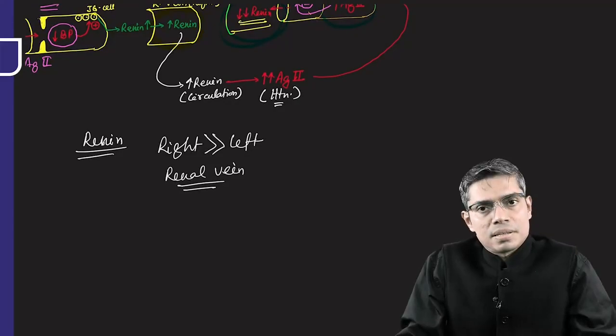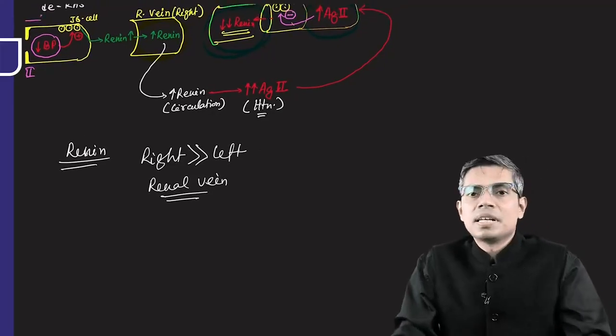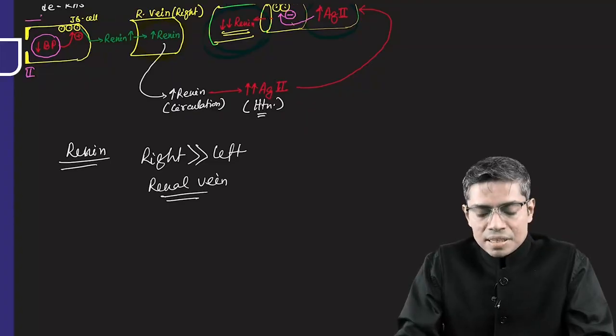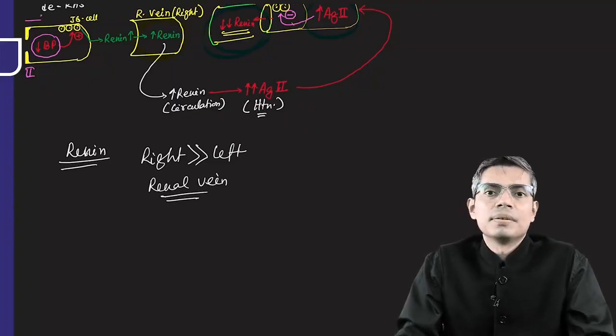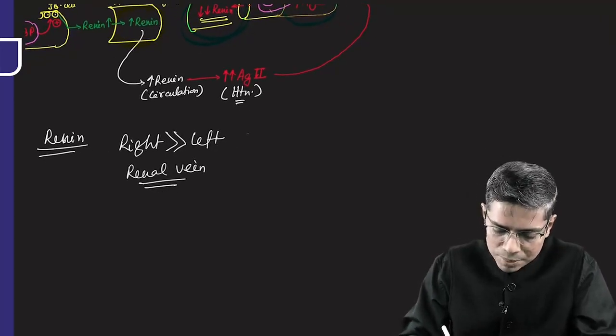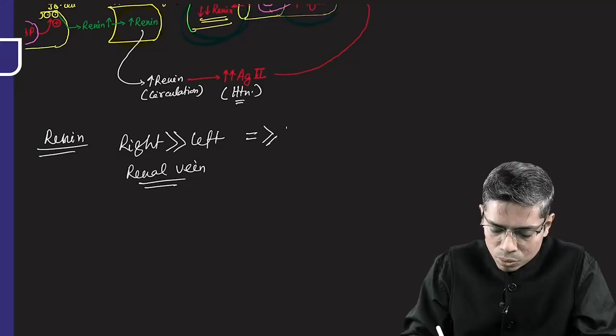Why do you want to measure this? Whenever one person is suffering from renal artery stenosis, if you are planning for surgical intervention, generally renin is measured from the renal vein. Why? It is said that in these cases, you have measured the renin level from the right-sided and left-sided renal vein. If this ratio is greater than or equal to 1.5, then it is said that the surgical intervention will give the best result.